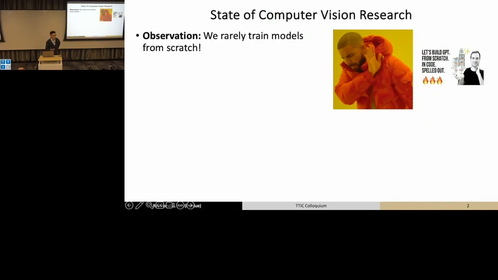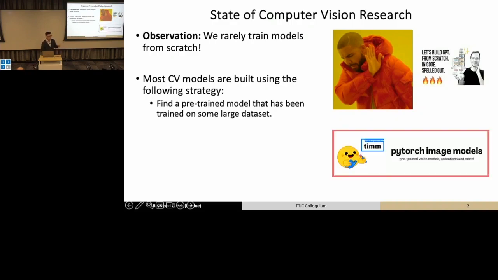This was a few years ago when we were looking at the state of computer vision research, or just computer vision in general. So the first observation that we have is that we rarely train from scratch anymore, right? The current research paradigm is we have some foundation model or pre-trained model you can go and download, and then you start from there, right? Most computer vision models are built using the following strategy. Find a pre-trained model that has been trained on some larger data set, and then you go online, and there are open source models such as TIM, which is PyTorch image models. You go download that. Now you have the basis to start conducting your research.